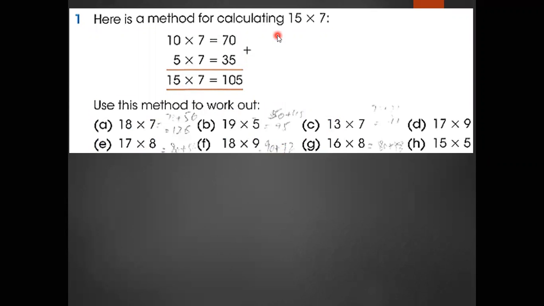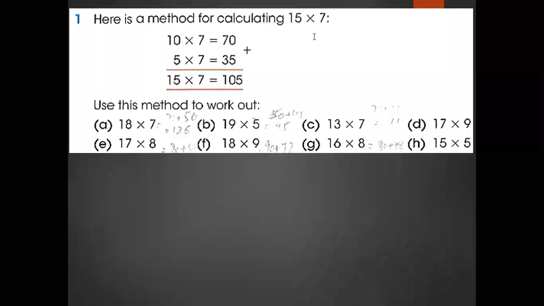So what he needs to do is divide this 15 into two parts. First of all, he divides into 10, and then he takes the remaining 5. Okay, so 10 multiplied by 7 is 70, 5 multiplied by 7 is 35. So he adds all these numbers. Same like this, you also try to do the same thing here.